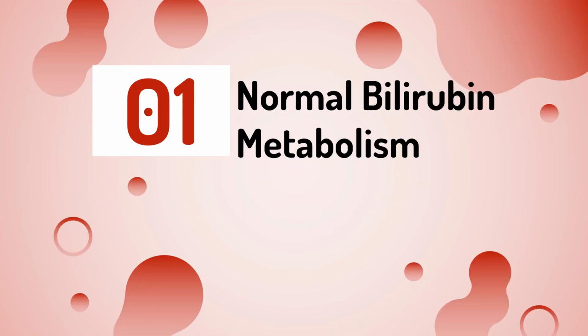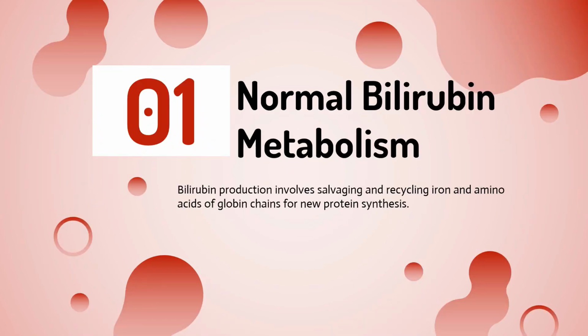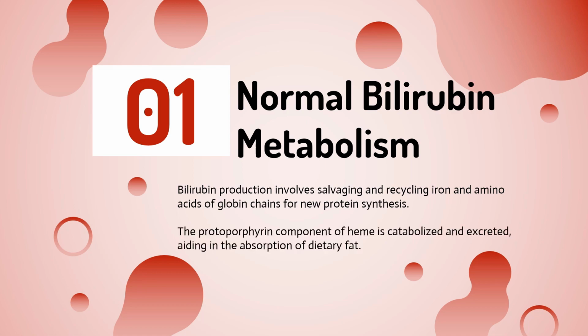First, normal bilirubin metabolism. Bilirubin production involves salvaging and recycling iron and amino acids of globin chains for new protein synthesis. The protoporphyrin component of heme is catabolized and excreted, aiding in the absorption of dietary fat.